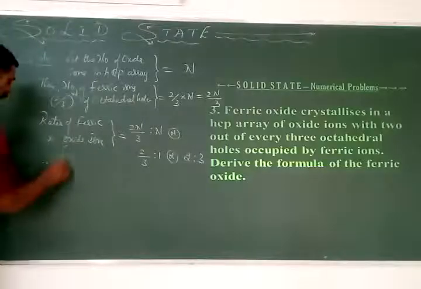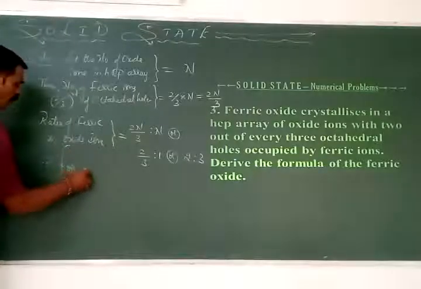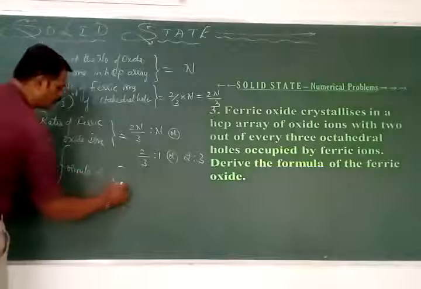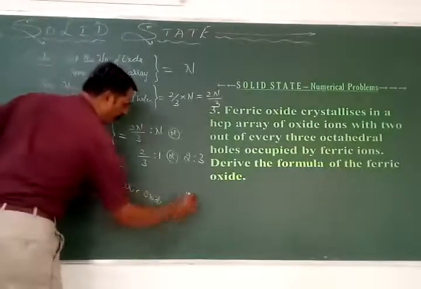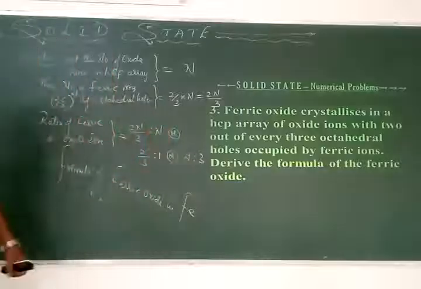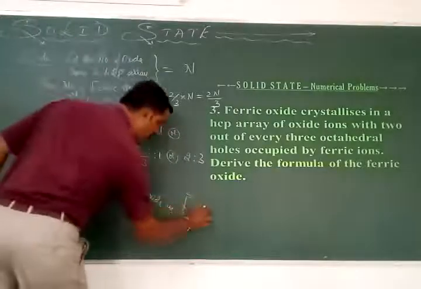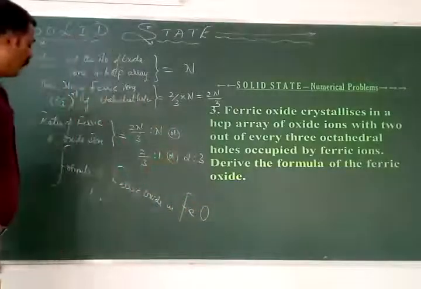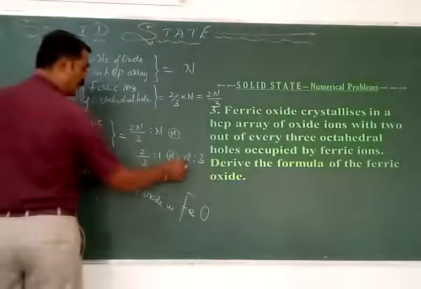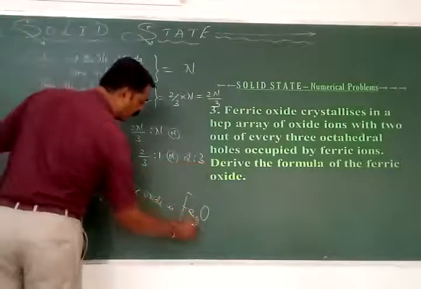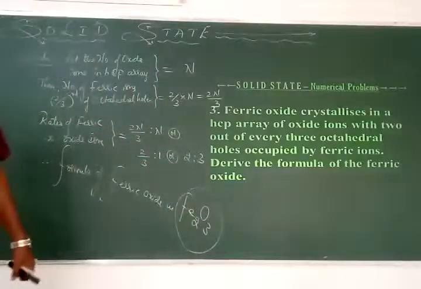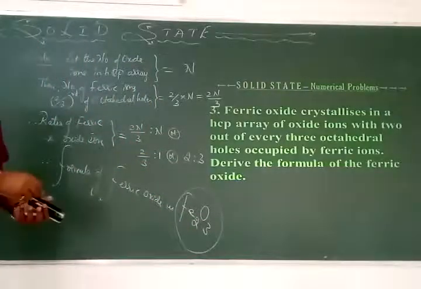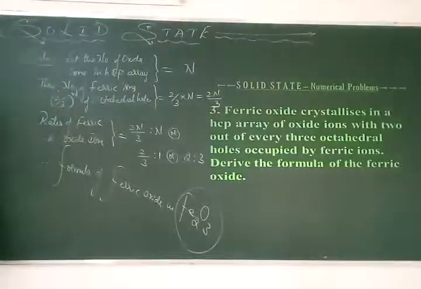Therefore, the formula of ferric oxide. Ferric means Fe, I don't know the charge of that one right now, and oxide means it is O. How many ferric and how many oxide are there? 2 ferric and 3 oxygen. Therefore, it is Fe2, which one? O3. Hence, the formula for that ferric oxide is going to be Fe2O3. Okay. Now, let's move on to the fourth.